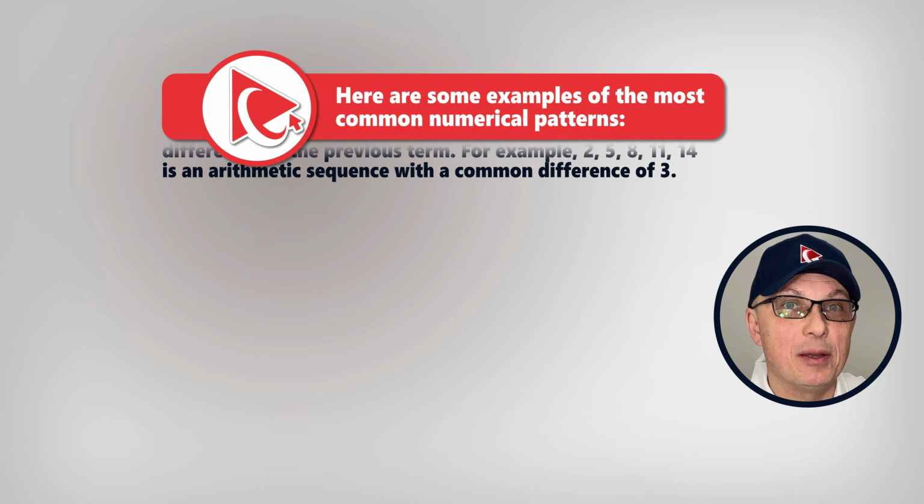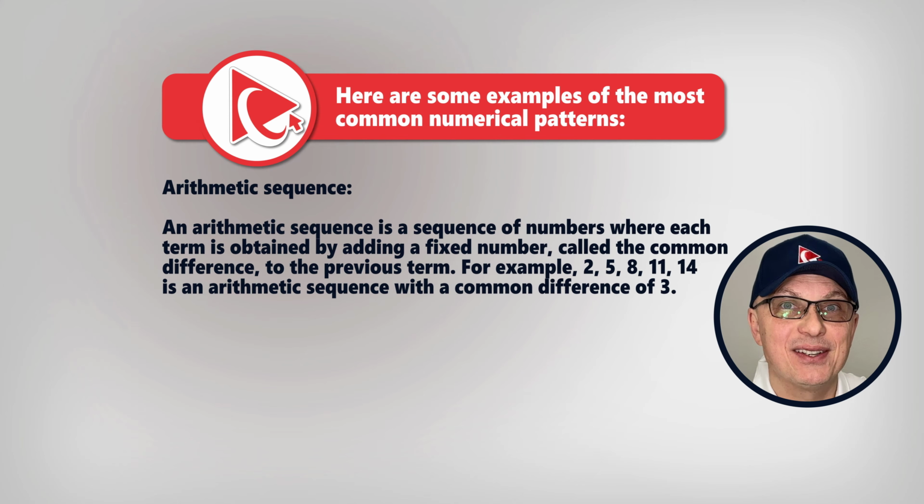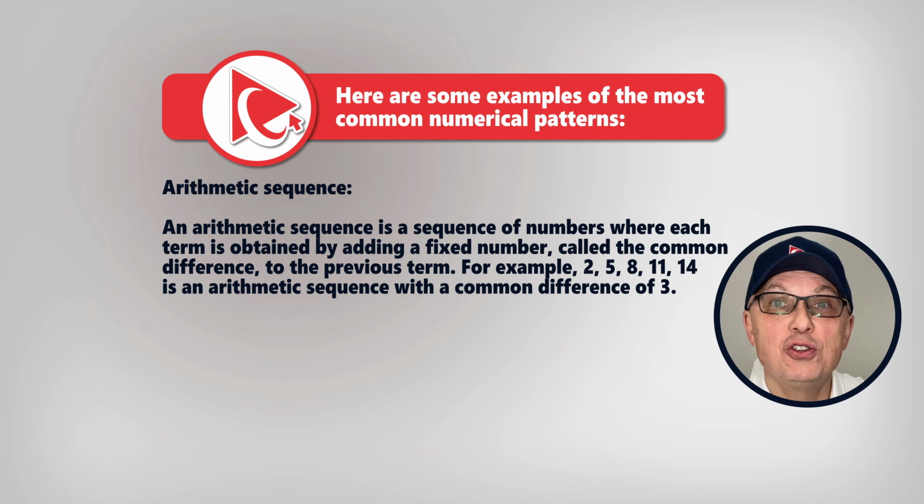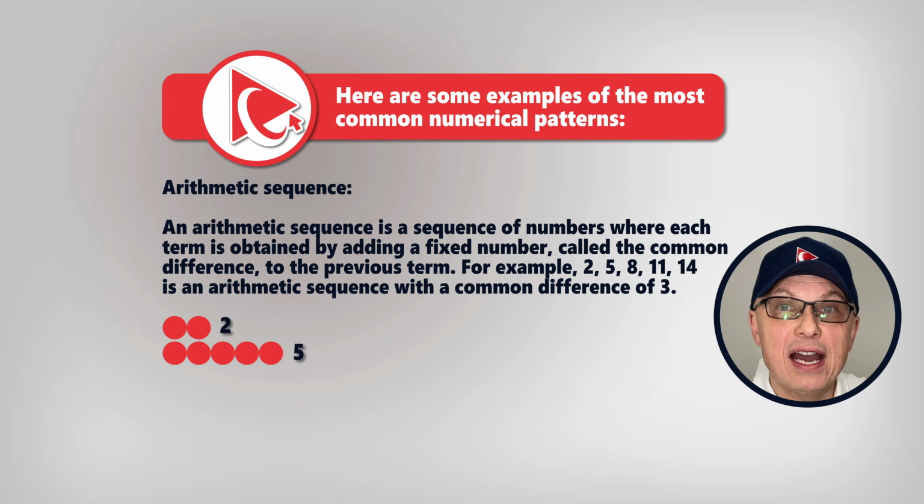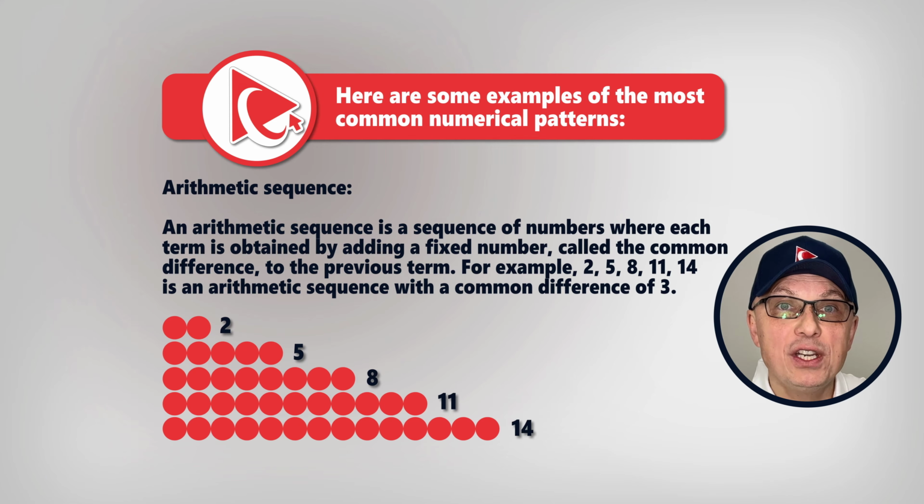One of the most popular patterns is arithmetic sequence. The arithmetic sequence is the sequence of numbers where each term is obtained by adding a fixed number called the common difference to the previous term. For example, numbers 2, 5, 8, 11, 14 represent arithmetic sequence with a common difference of 3.